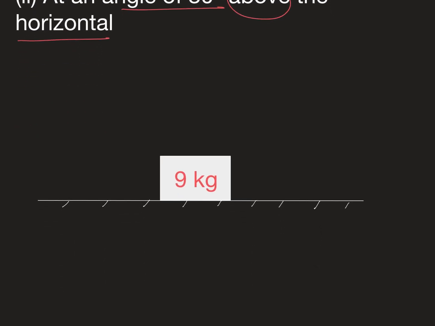So we have a body of mass 9 kilograms resting on a rough horizontal surface. The question asks us to determine the force required. For the first instance, the force has to be horizontal to the surface, and for the second instance, the force has to be at an angle that is inclined to the horizontal. Let's try to determine the situation for the first case.